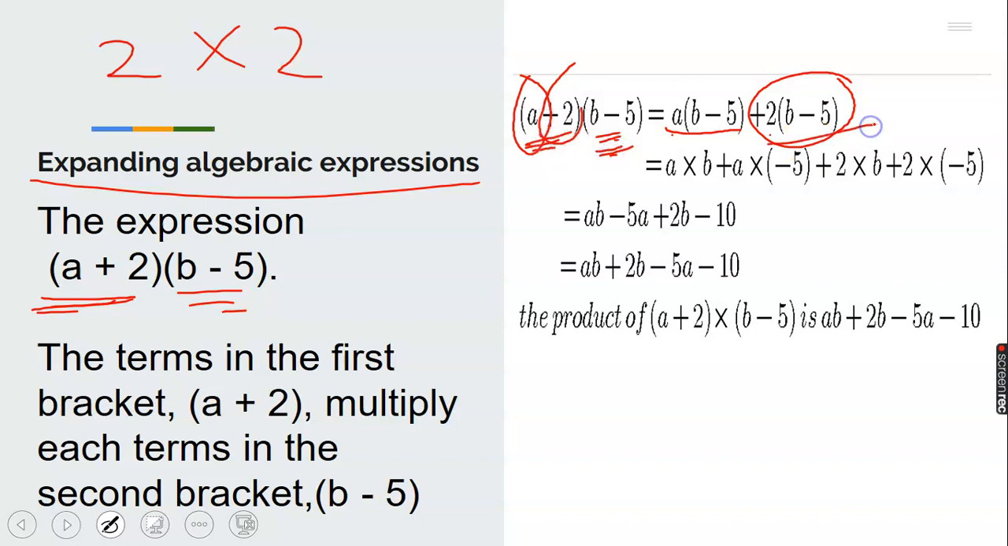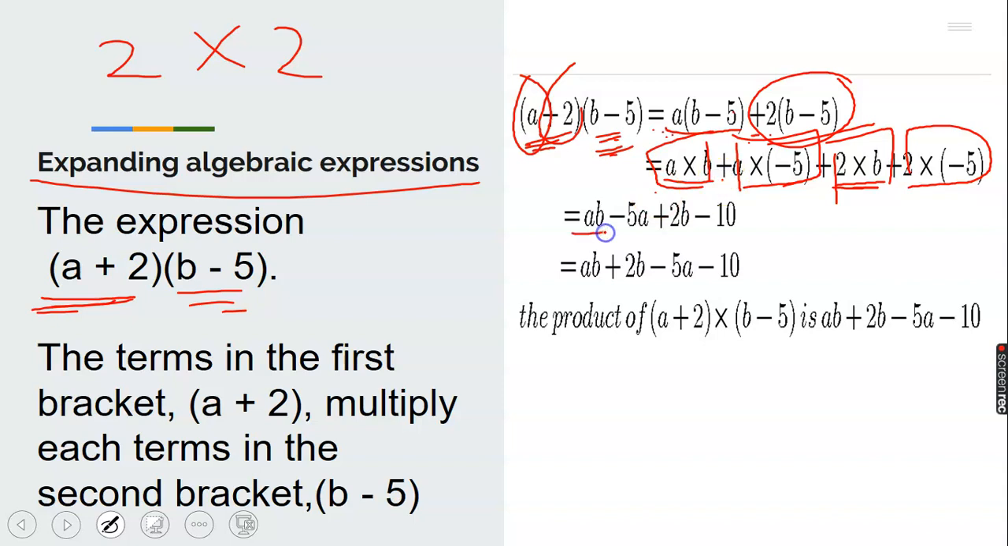Look at it here. Now open the bracket just like what we did before. A times b, you can see it here. Then a times minus 5. Then this one also, 2 times b. Then plus 2 times minus 5. Look at them here. You can see them now.